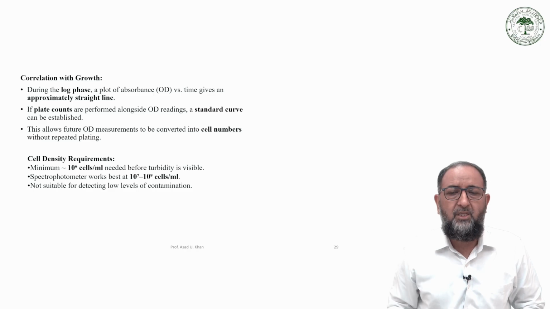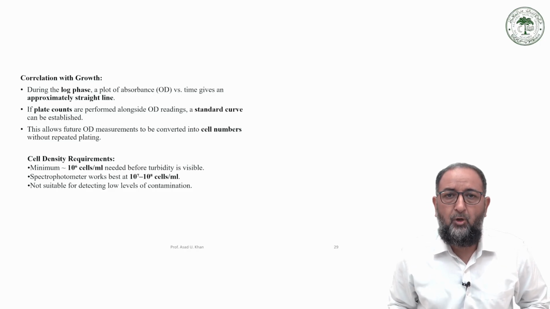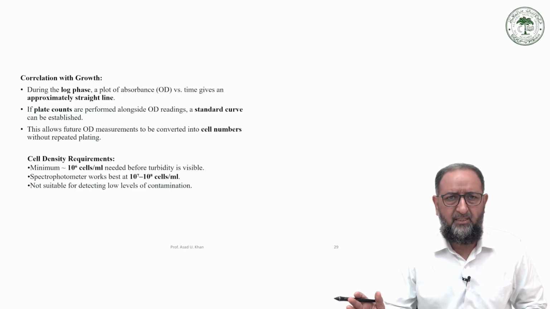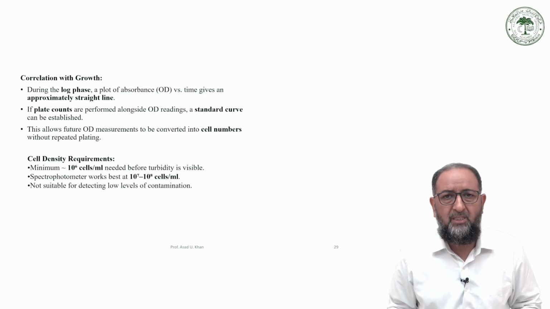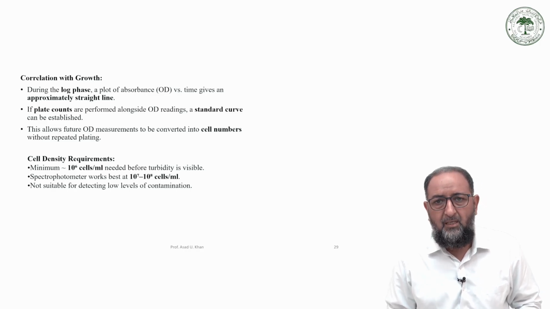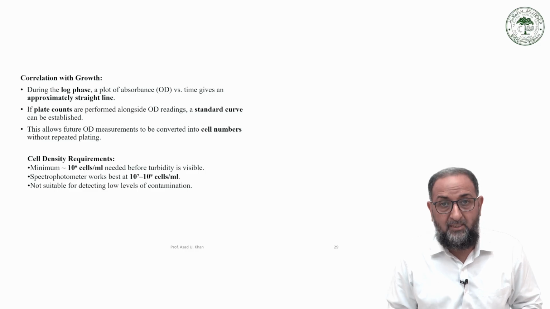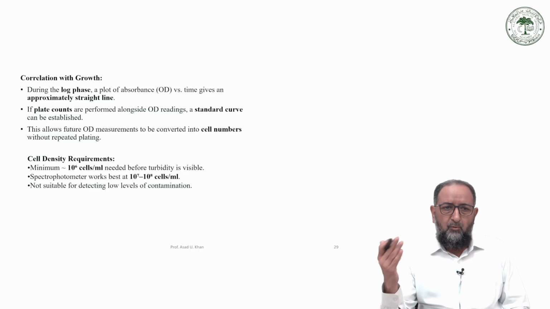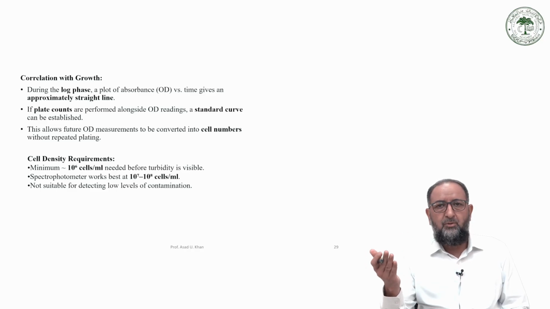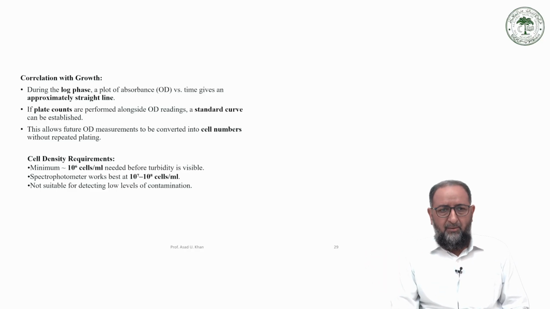Now how do we correlate the OD with the growth? During the log phase, the plot of absorption OD versus time gives approximately a straight line, as we already discussed in detail, so there's no need to talk about it again and again. Then if plate counts are performed along with the OD reading, a standard curve can be established easily, and this allows the OD measurement to be converted into cell numbers without repeating plates. So you do not need to go for repeated plates. You simply take a diluted culture, take the OD, and then calculate directly through the estimation method. The cell density required is a minimum of 10 to the power 6 CFU per ml.